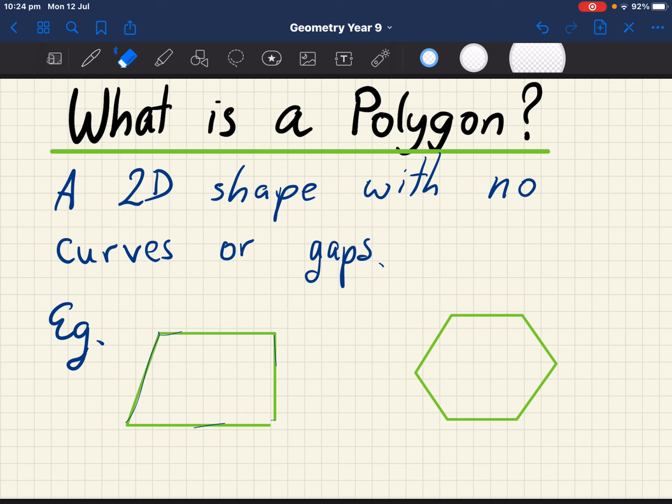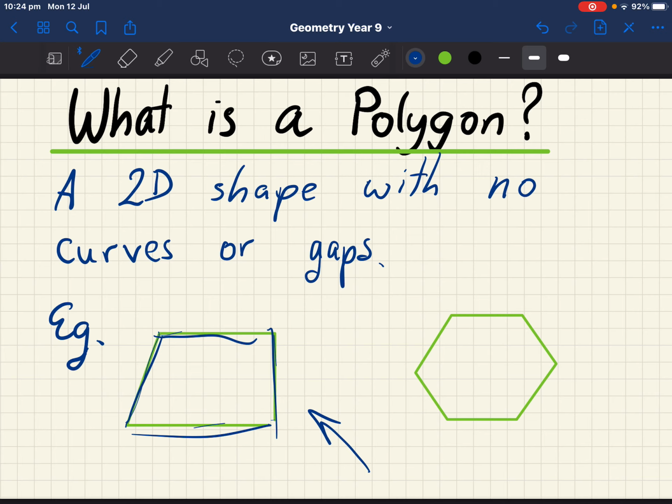If you look here, we've got our first polygon of the topic. It's, funnily enough, a four-sided polygon, which we call a quadrilateral. This quadrilateral actually has a special name, a trapezium, but we'll cover that in other lessons. For the moment, all you need to know is all the edges are straight, there are no gaps in it, and it's two-dimensional. So that's why this first one is a polygon.